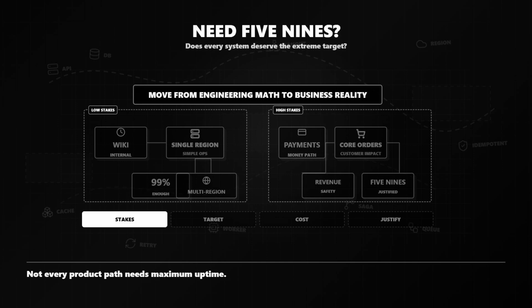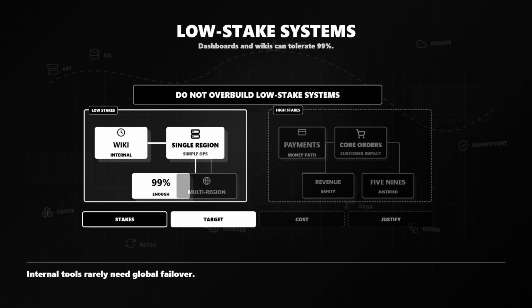Which naturally leads us to pivot away from the pure engineering side and face a pretty stark business reality. Ask yourself, does every single system actually need 5 nines? Is taking on this massive extreme cost and skyrocketing complexity always justified for every app you build? Usually, not even close.